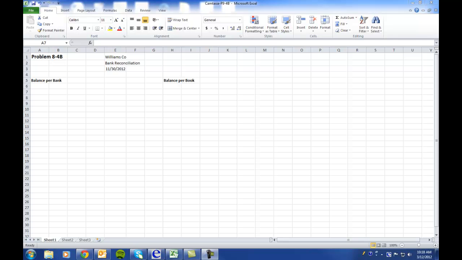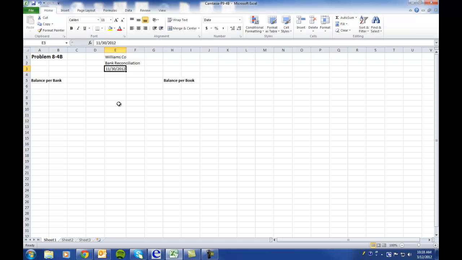Okay, so in this example we have the Williams Company, and on the bottom of page 404 it gives you an example of the previous month's beginning balance or bank reconciliation as of October 31st. So what we see here on the screen is the balance per bank here, as well as the balance per book is what we're going to calculate. And this is going to be as of November 30th.